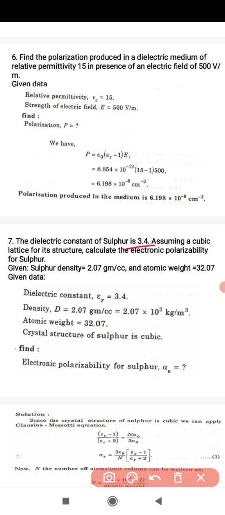Next, in the seventh problem, the dielectric constant of sulfur is 3.4. Assuming a cubic lattice structure, calculate the electronic polarizability of sulfur. Given sulfur density is 2.07 gram per cubic centimeter and atomic weight is 32.07. Given data: epsilon r is 3.4, density 2.07 gram per cubic centimeter, that is 2.07 into 10 power plus 3 kg per meter cube, atomic weight is 32.07, and the crystal structure of sulfur is cubic.